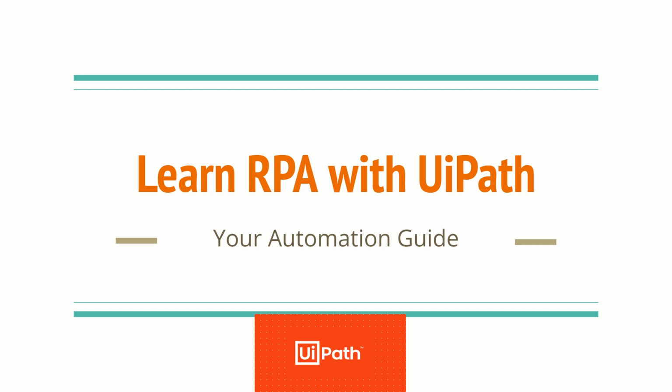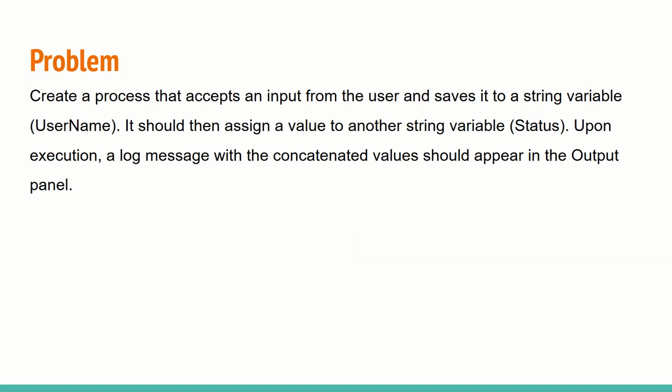In today's session, let us try to solve one of the simple problems. We will try to create a process that accepts an input from the user and saves it to a string variable, say username, and then it should assign another value to the status variable. We will consider the other variable name to be status, and after completion of the execution, a log message should be displaying concatenated values in the output panel.